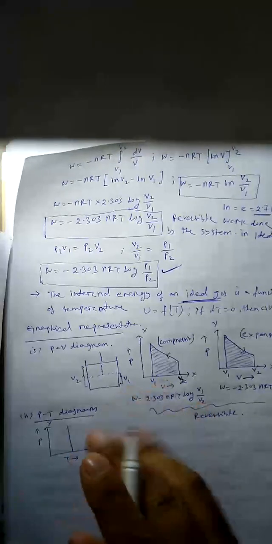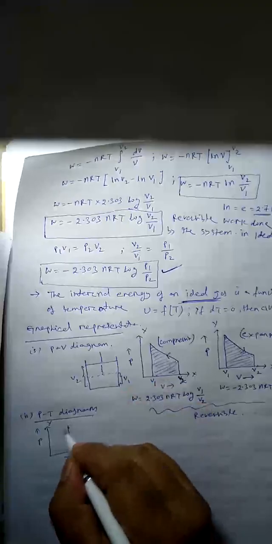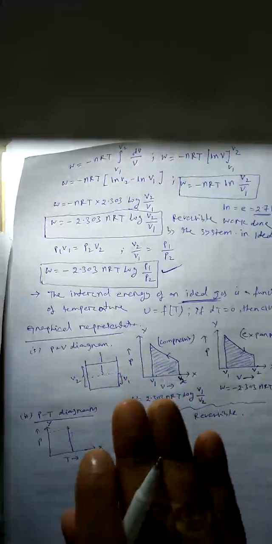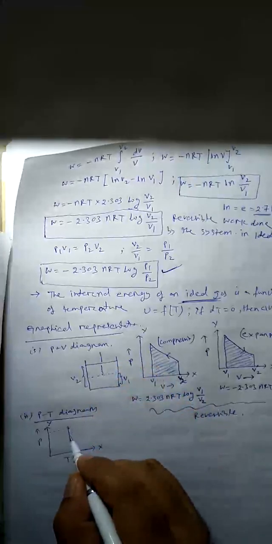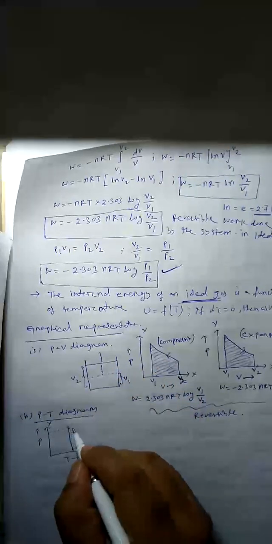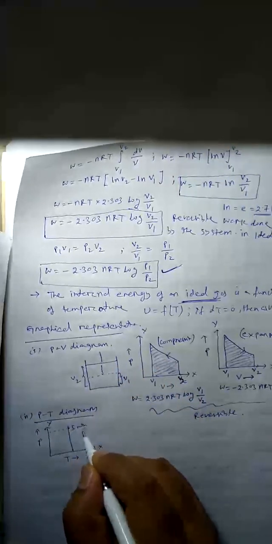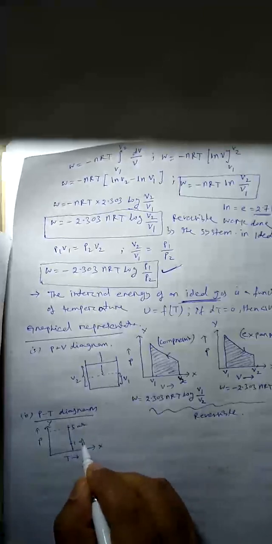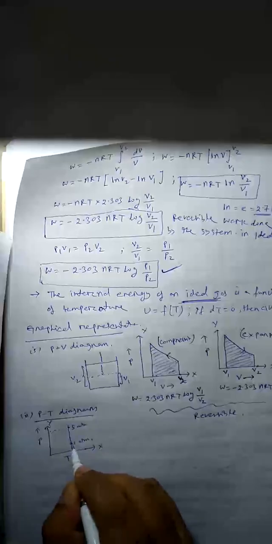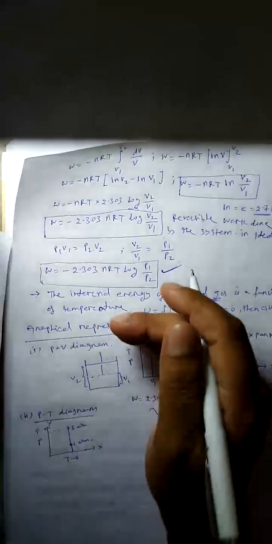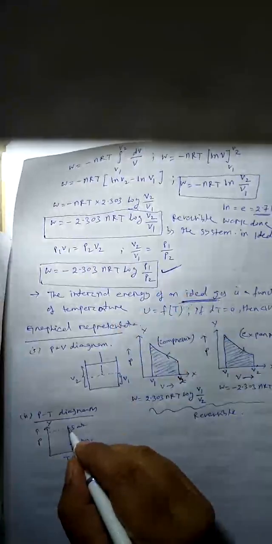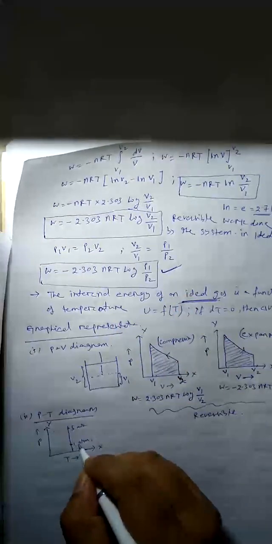Okay, when the initial pressure is very high, say 5 atmospheres, that means when you compress it, this is the initial pressure, suppose 5 atmospheres. When the pressure decreases, it will come to a pressure of 1 atmosphere. When pressure decreases, automatically volume increases. So this 5 atmospheric pressure is the initial pressure, and this is the final pressure.